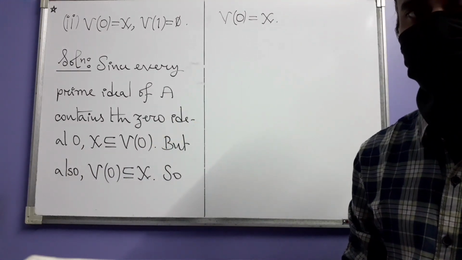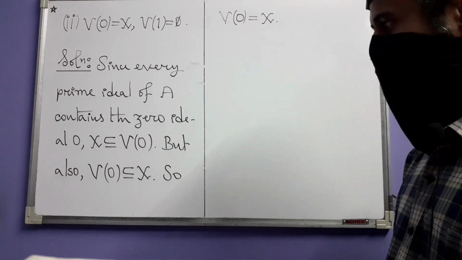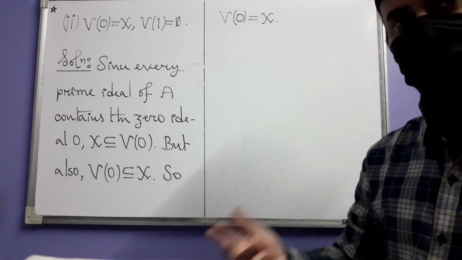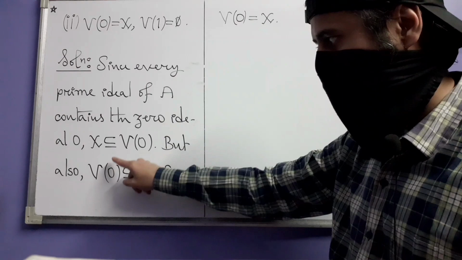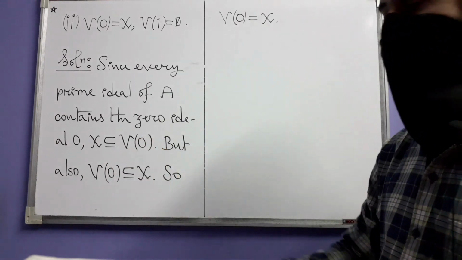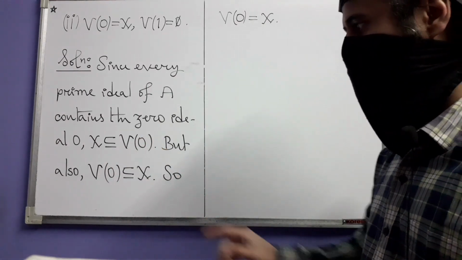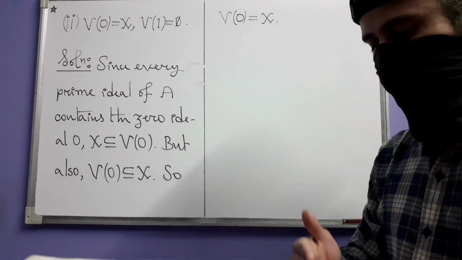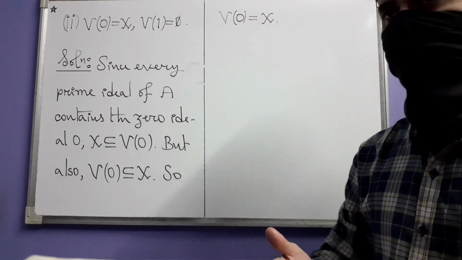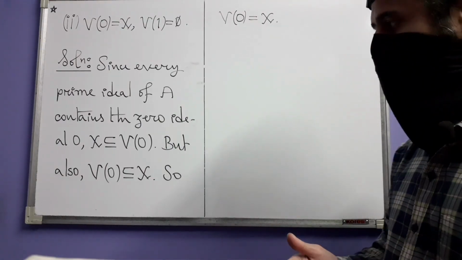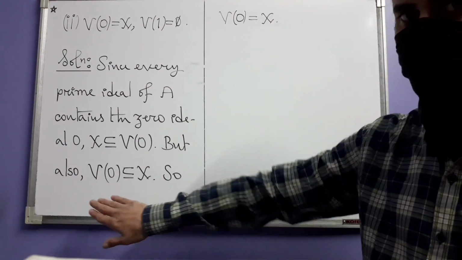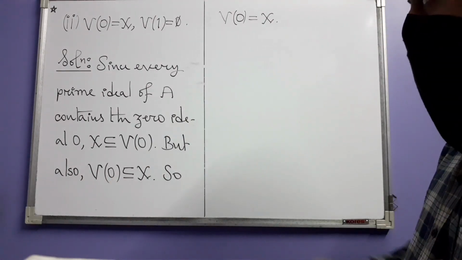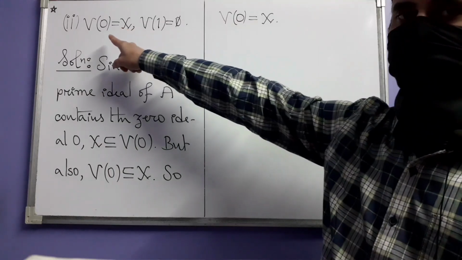It's just a simple thing. But of course, we also have this containment already, because no matter what set E you have, in this case you have 0, what is V of E? V of E is the collection of all prime ideals which contain E. So automatically V of E is a subset of X. So this is also a subset of X. So that's how you have the first one.